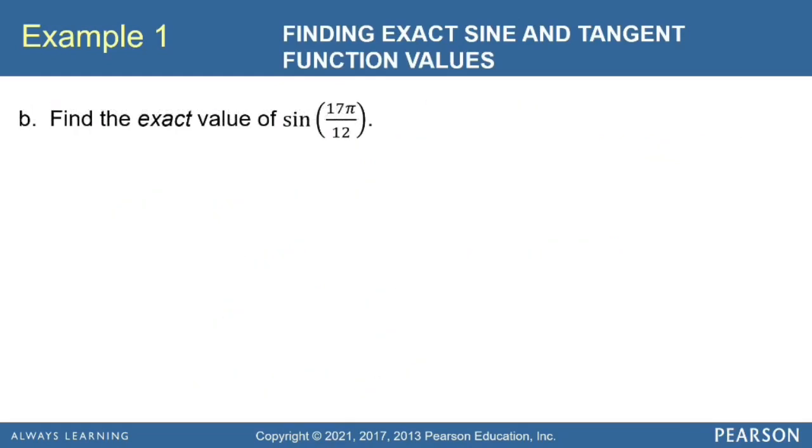Okay, now let's see what we can do with part B. Find the exact value of the sine of 17 pi over 12. Of course, we know that in order to get the exact value, we need to write this as the sum or difference of two angles whose function values we know. But it's hard to see how to break this down when it's written in radians.